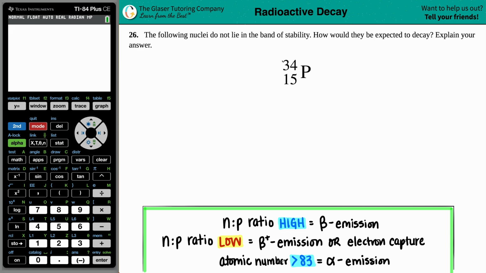Number 26. The following nuclei do not lie in the band of stability. How would they be expected to decay? And then we have to explain our answer. Okay, so we have our nuclide here.